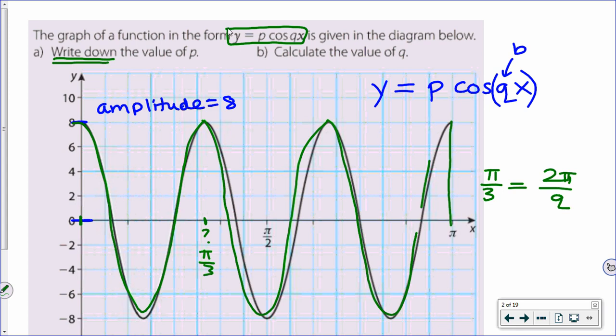Could cross multiply to solve this. Q times pi equals 6 times pi. Therefore, q equals 6. Divide both sides by pi and it will cancel out. So that's the calculation for q that's required here. See if we can practice it again.